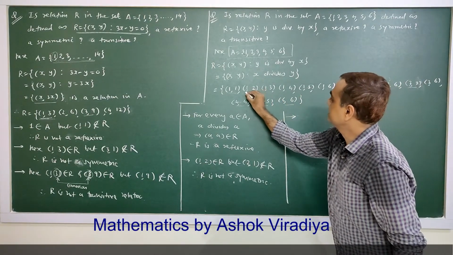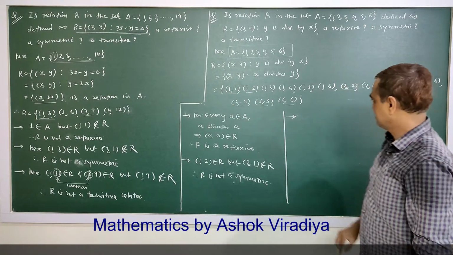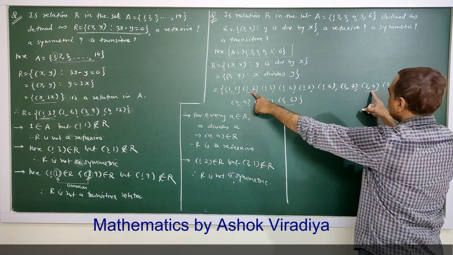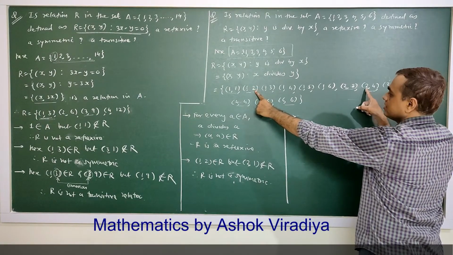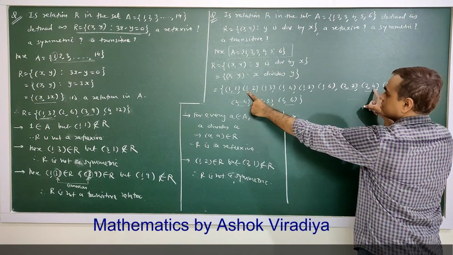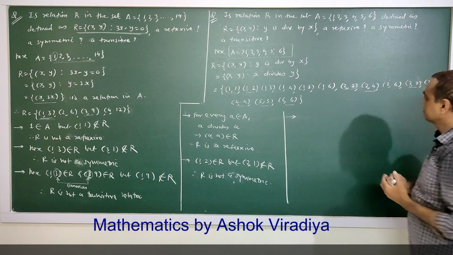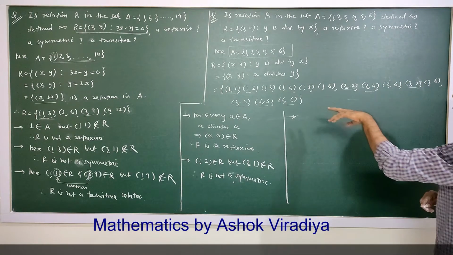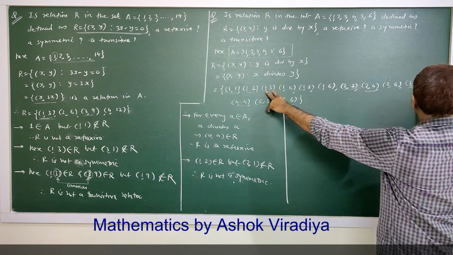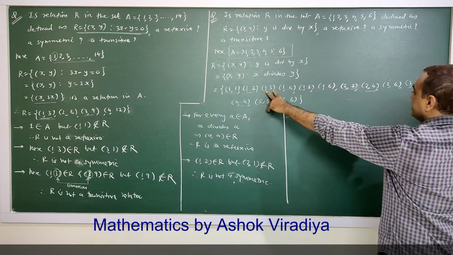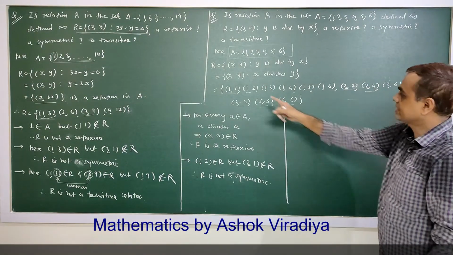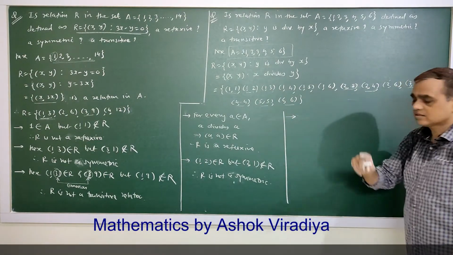(1, 2) is in R and (2, 4) is also in R. See, 2 is common. Now check for (1, 4). It is here, (1, 4). See here, (1, 3) is in R, (3, 6) is in R. 3 is common. So (1, 6) is also in R.